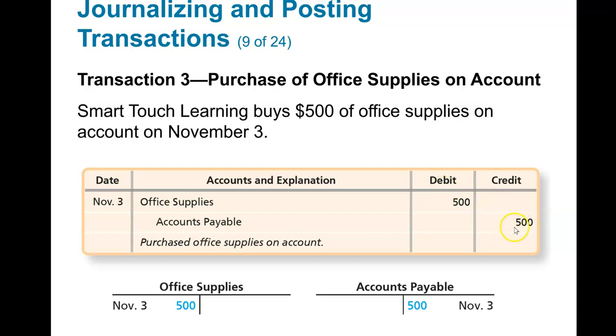My debits equal my credits. I've completed my journal. The next step is to post both of these amounts to the ledger pages for these accounts. Office supply has a debit, $500, and accounts payable has a credit, $500.